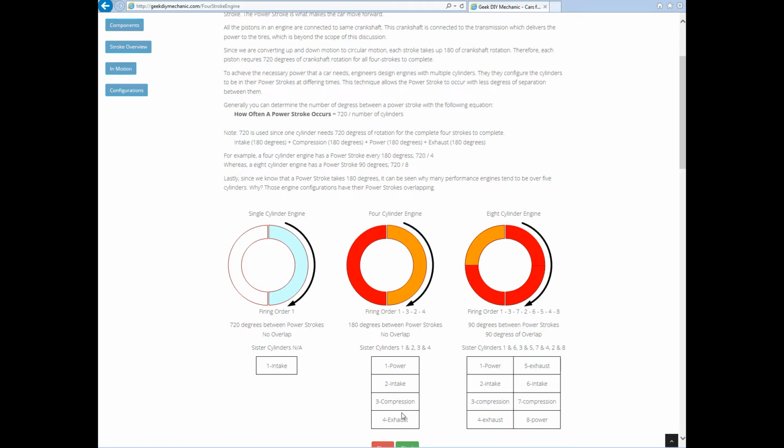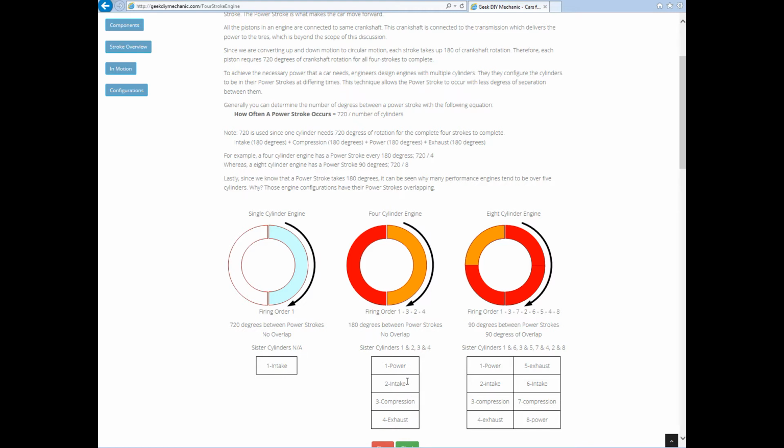Well, let's see, using this equation, how often a 4-cylinder is in the power stroke. So you take 720 divided by 4, you get 180. Therefore, every 180 degrees, a power stroke is occurring. What they do is they create these sister cylinders. And in this case, 1 and 2 are sister cylinders, and 3 and 4 are sister cylinders.